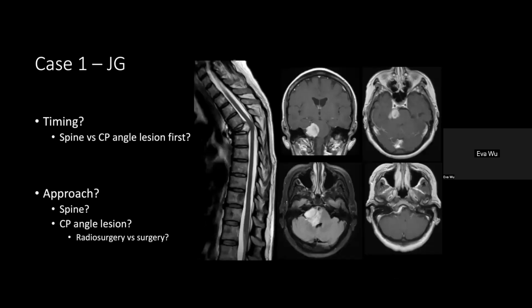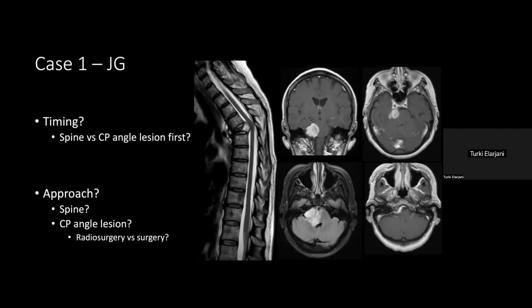And so then for the CP angle lesion, now they did surgery in the same admission. What would you do? Radiosurgery or microsurgery? No, I would definitely do microsurgery, given the rapidly enlarged in 6 weeks, so it's pretty rapid. And what approach would you use?